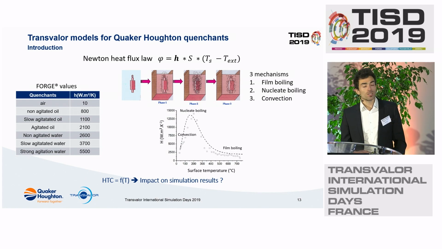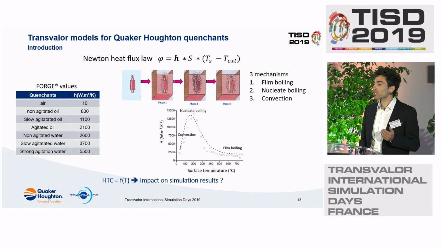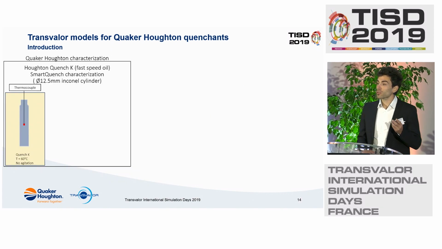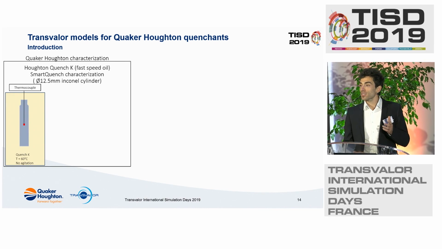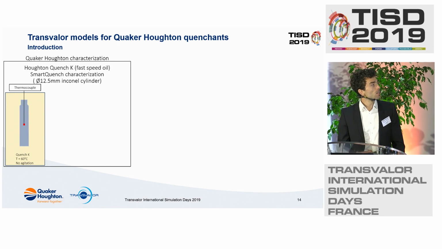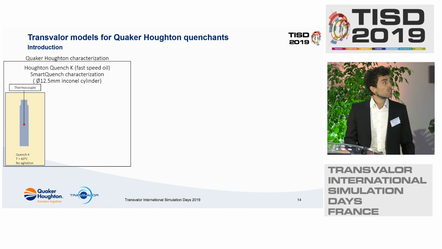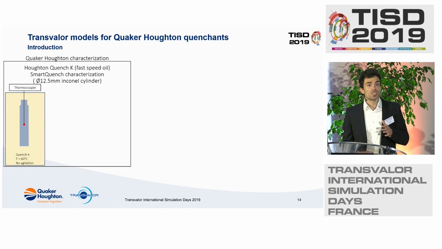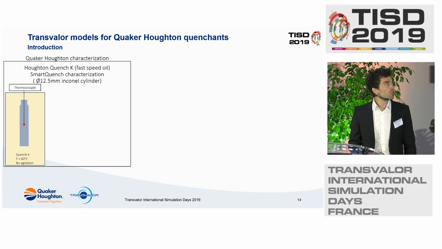So usually what we do is that we decide that the heat transfer coefficient is not constant, but is a function of the surface temperature. And such difference of description may have a big impact on your simulation results. So let's consider the quenching of a cylindrical Inconel billet into commercial oil. So this is the classic smart quench characterization, which is used as the main way to determine quenching fluid's properties.